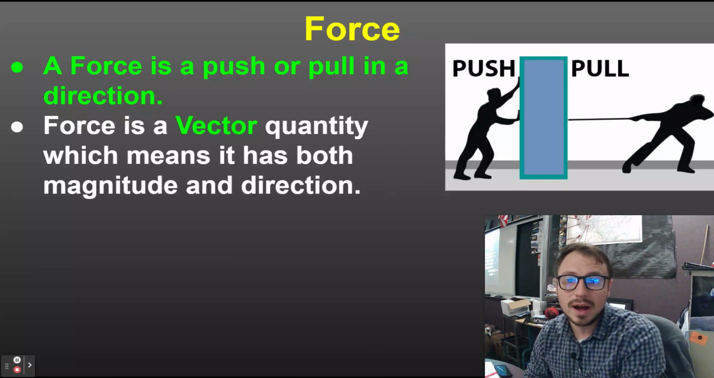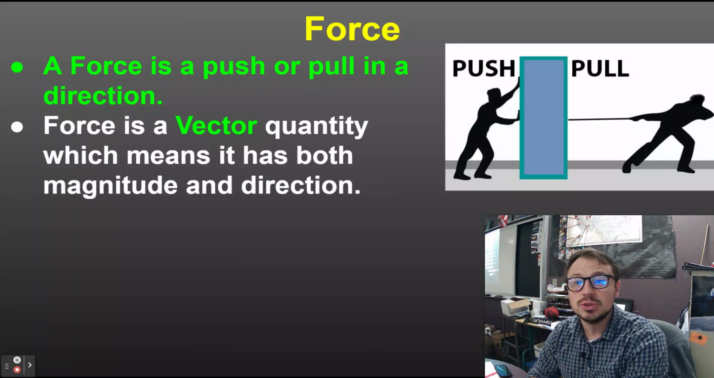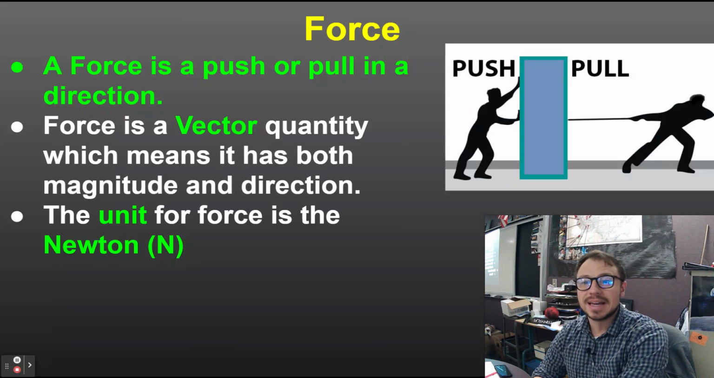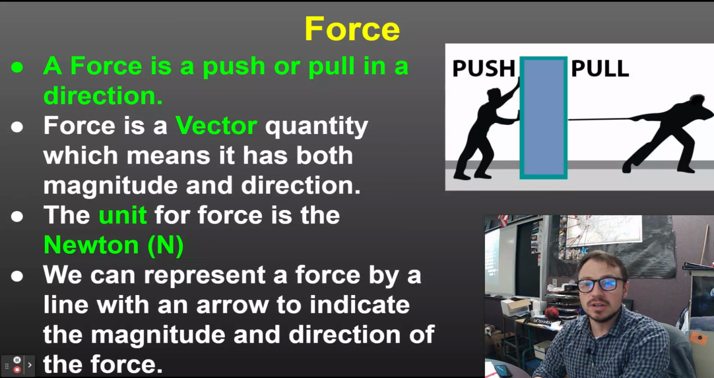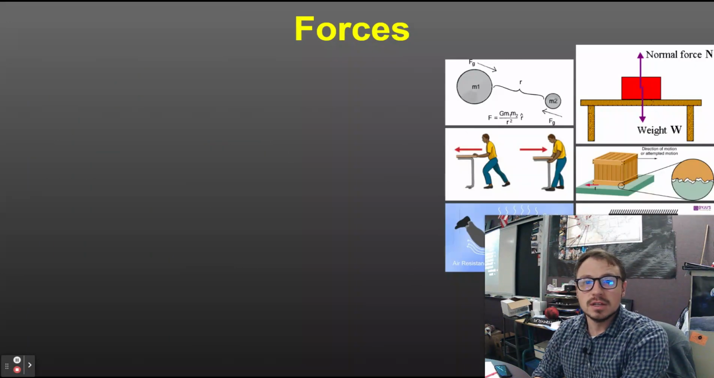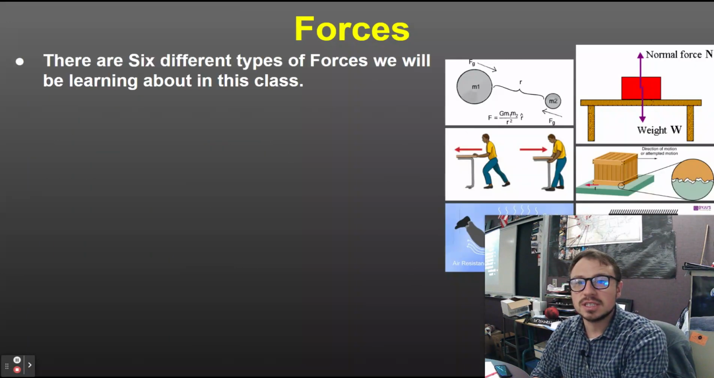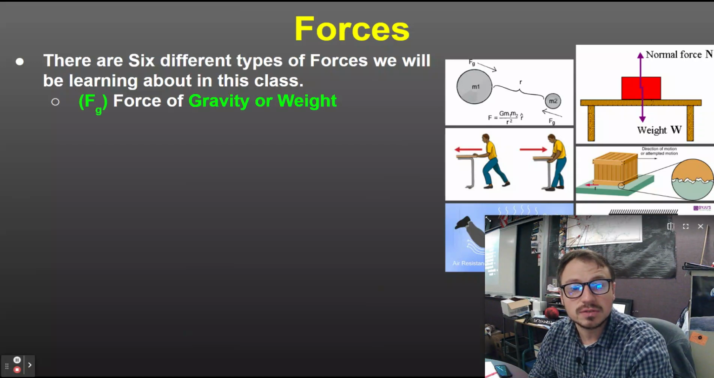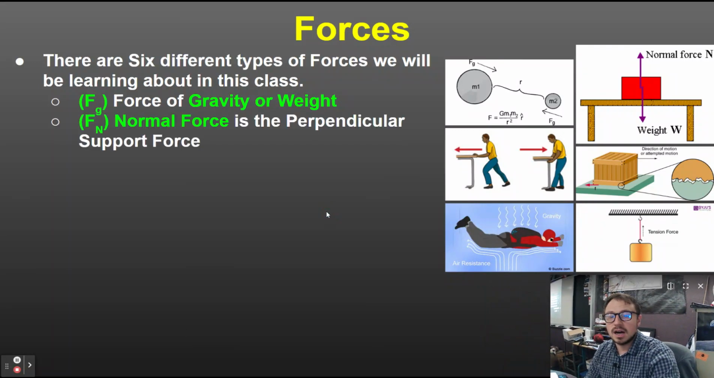Force is a vector quantity, which means it has both magnitude and direction. The unit for force is the Newton, and it's represented by a capital N. Now, we represent a force by a line with an arrow to indicate the magnitude and direction of the force. There are 6 different forces that we're going to learn about in this class. Number 1 is Fg. That's the force of gravity or weight.